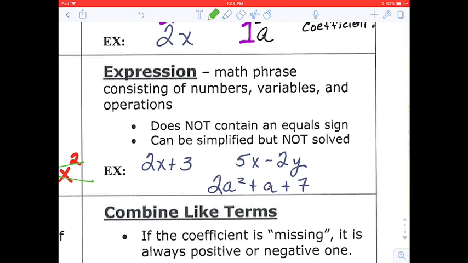An expression is a math phrase that consists of numbers, variables, and operations. And operations are going to be our plus, minus, our division, and our multiplication. They will not contain an equal sign. As soon as you have an equal sign, it goes from an expression to an equation. Because there is no equal sign, we cannot solve an expression. So today, when we look at expressions, we are only going to simplify them.